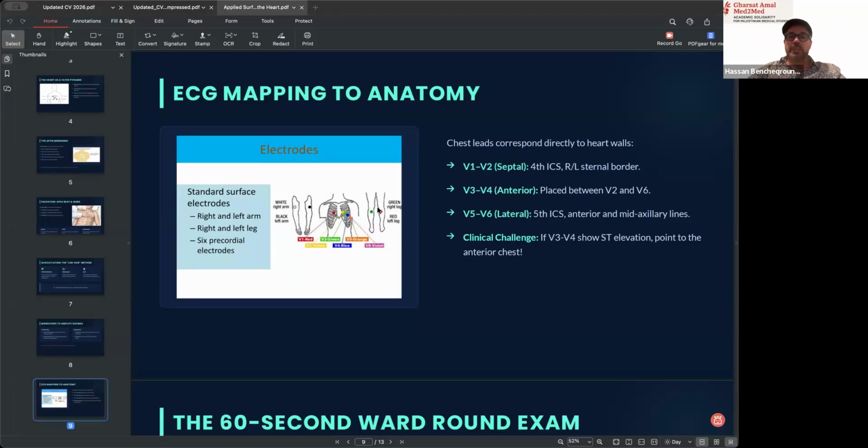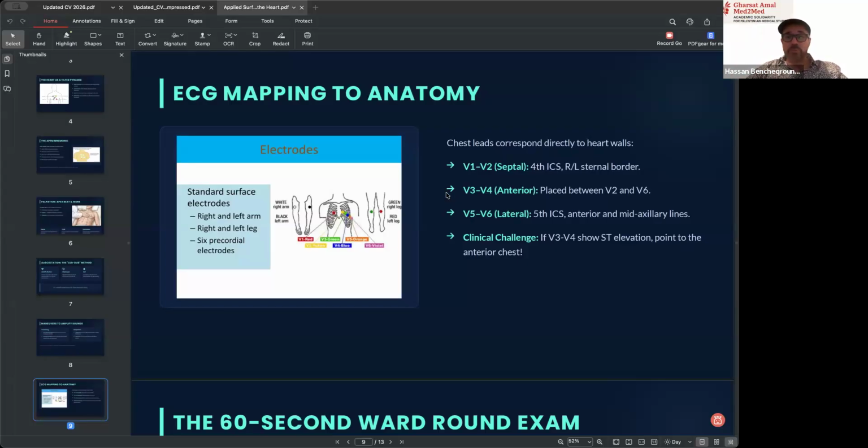For example, if V1 and V2 are right here, the yellow and the turquoise blue, that means if V1 and V2 show a heart attack, the heart attack is in the septal area. Then I have to go back to the anatomy of the heart and ask, what is the artery that feeds the septum? It's the left anterior descending artery, the LAD. So I'm looking at an EKG and I can already determine which artery might have the heart attack. Does this make sense, you guys?